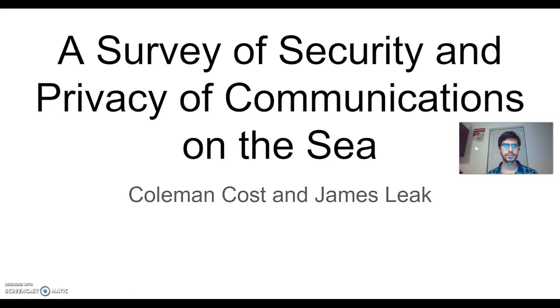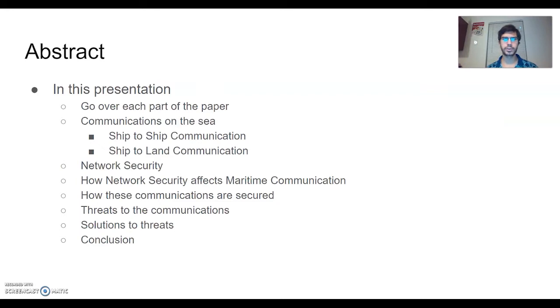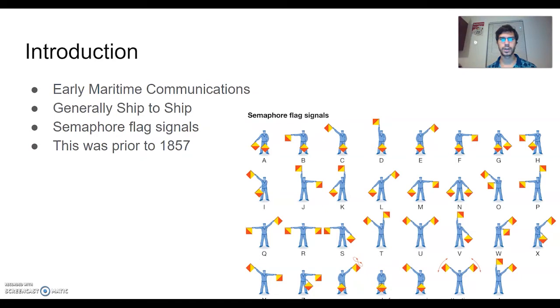Communications on the sea, right off the bat, we'll be going over each part of the paper, which includes communications on the sea, ship to ship, ship to land, network security, how network security affects maritime communication, how these communications are secured, the threats to these communications, solutions, and the conclusion. So first off, we're going to go over early maritime communications.